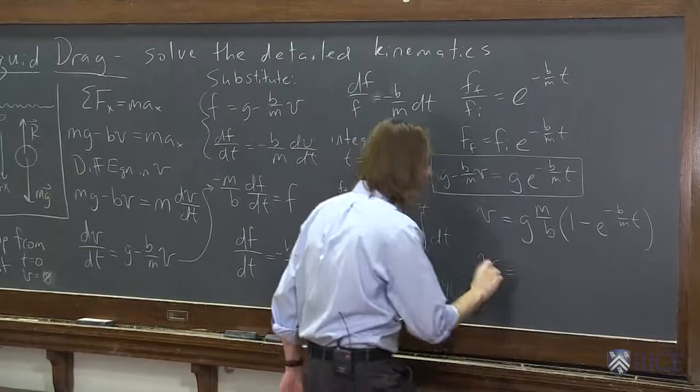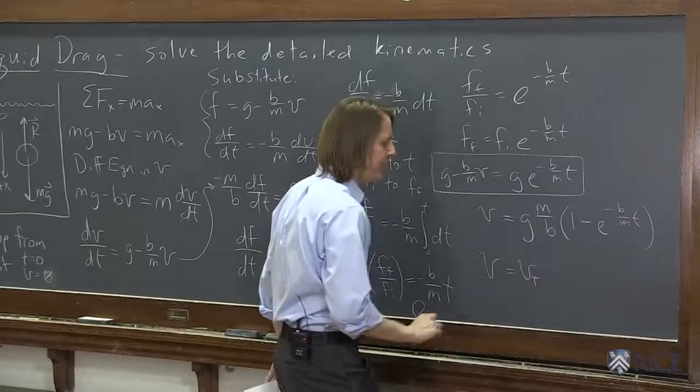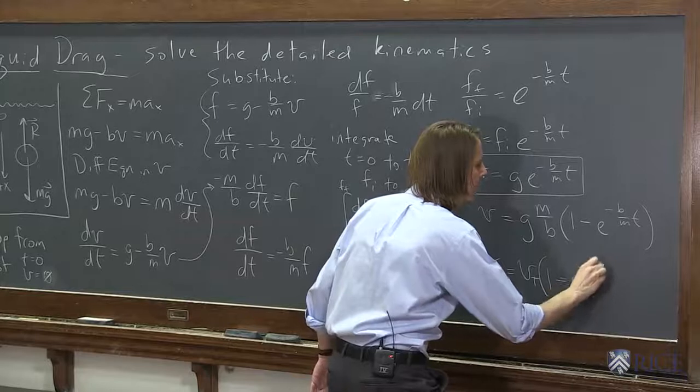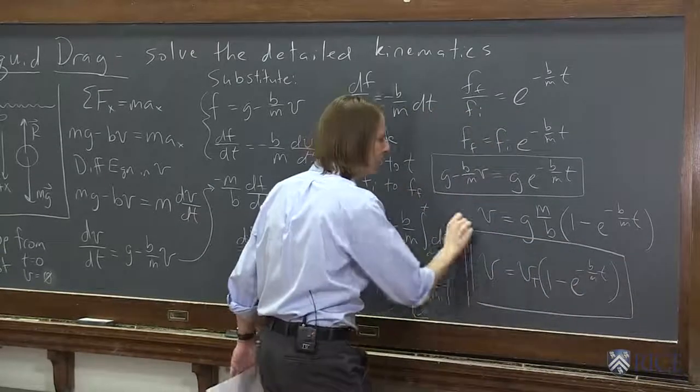So finally, we get that the velocity as a function of time equals the terminal velocity times this 1 minus e to the minus b over mt. This is really the answer that we were trying to make our way towards.